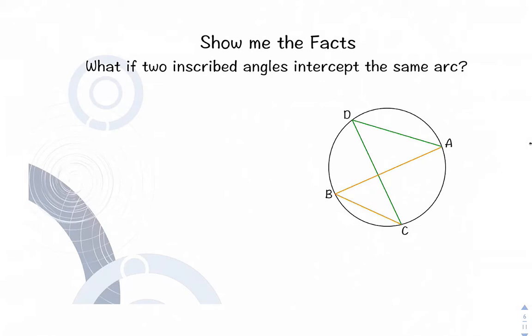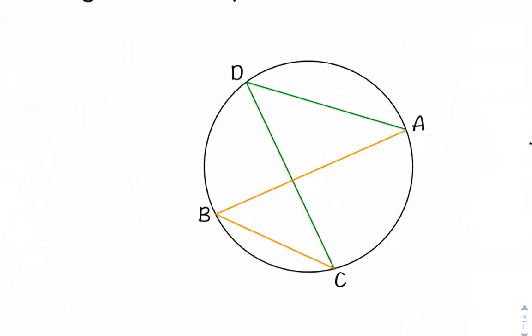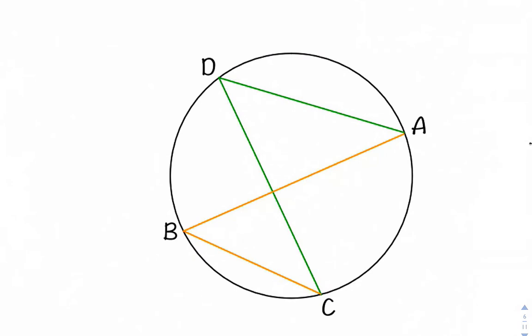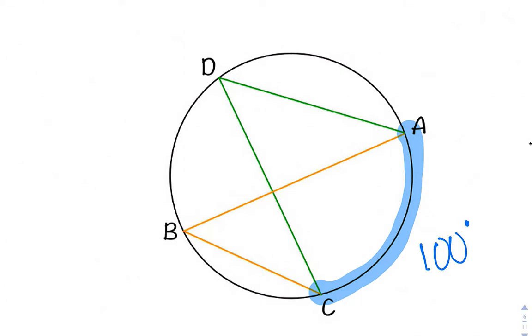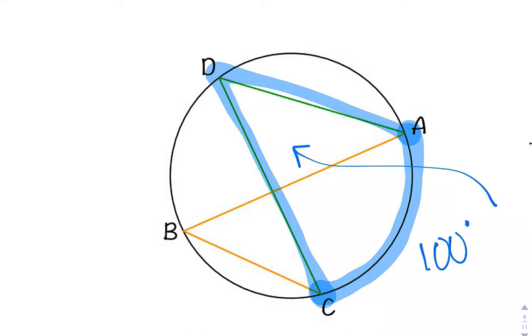Okay? So what if two inscribed angles intercept the same arc? So I have this green angle and this orange angle here. Now, if you notice, they have the same endpoints at A and C, so they are intercepting or eating the same arc. Okay, so let's put a number to this. Let's call this 100, okay, just for ease. Well, if I look at angle D here, that's an inscribed angle. Remember, I cut that 100 in half, so then this would be 50 degrees. Okay, so that is angle D.